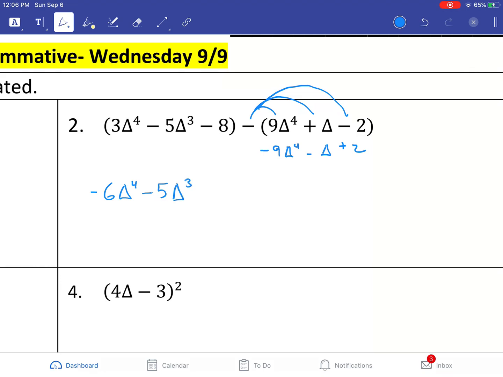There is a +1 triangle, or sorry, now it's a -1 triangle. So it's negative triangle, and then -8 plus 2 is -6. And that is all you have to do. You're just combining by adding up like terms. But before you do that, make sure you multiply that second set of parentheses by that negative sign.